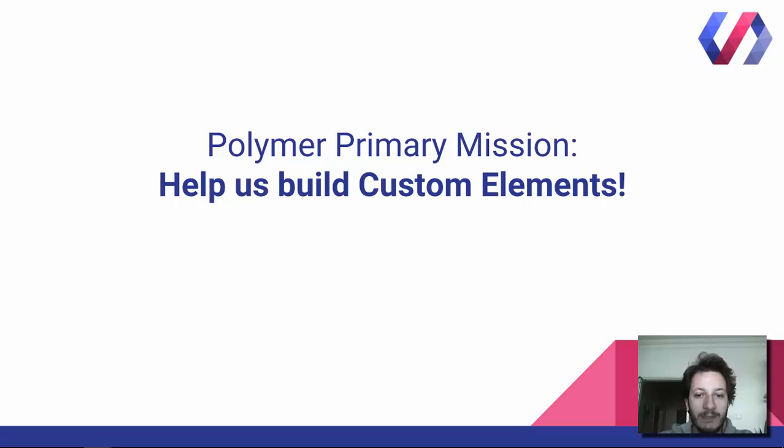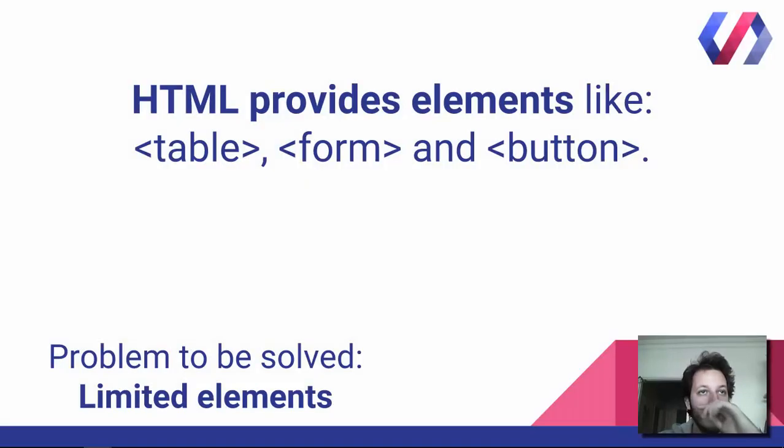Polymer's primary mission is to help us build custom elements. As you know, HTML provides built-in elements like button, form, table. Each of these elements has its own API of attributes, properties, methods, and events. Each element has a built-in styling, and you can override these using custom CSS. Anyone can use these elements to build a simple web page, but they are limited.